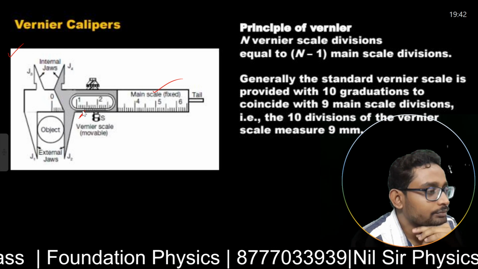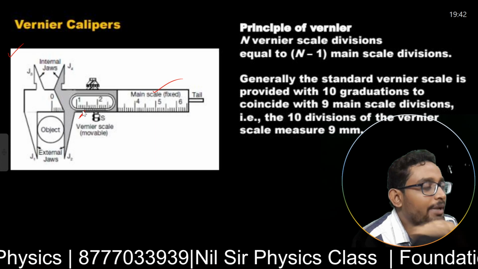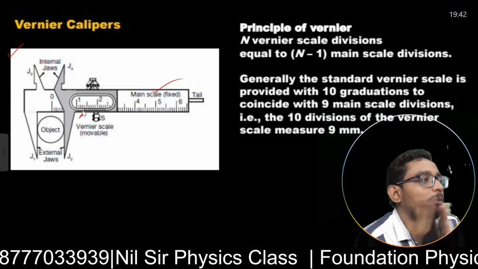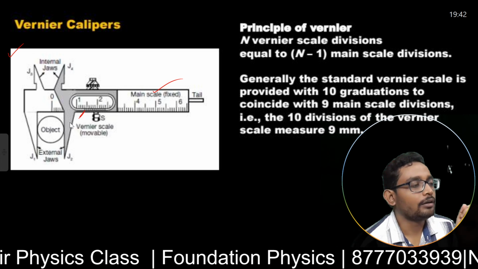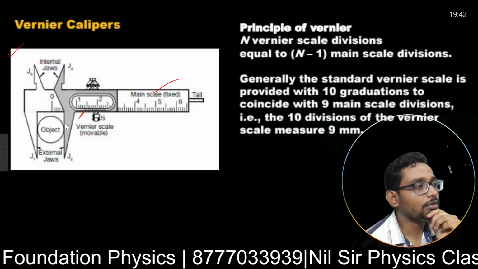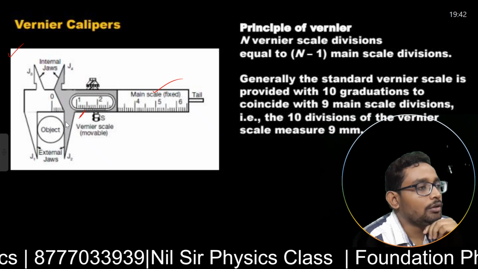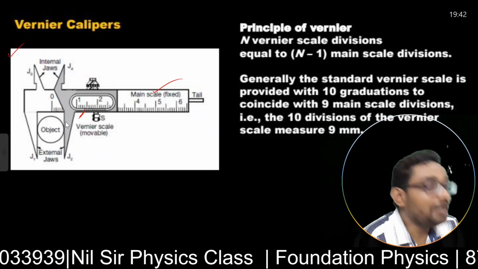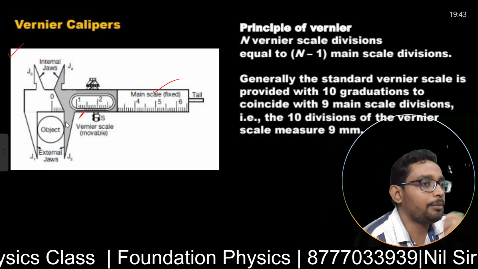Reading. The main scale which is just below the vernier. Vernier, which one is vernier? The top one is vernier. Which one is vernier? In main scale, which reading is just below the vernier? First vernier or first mark in vernier scale.